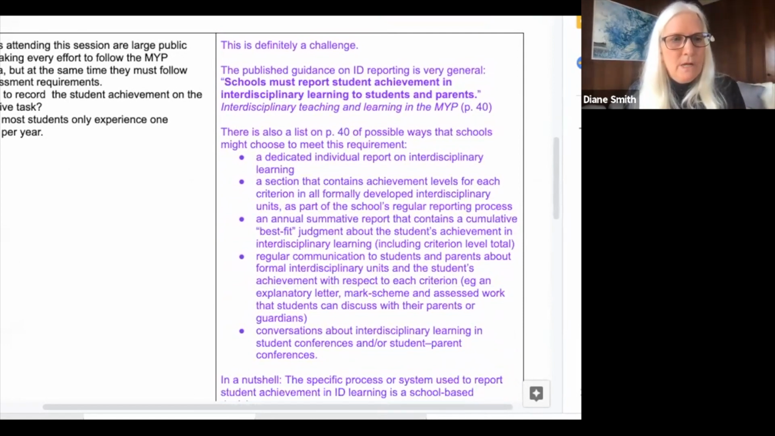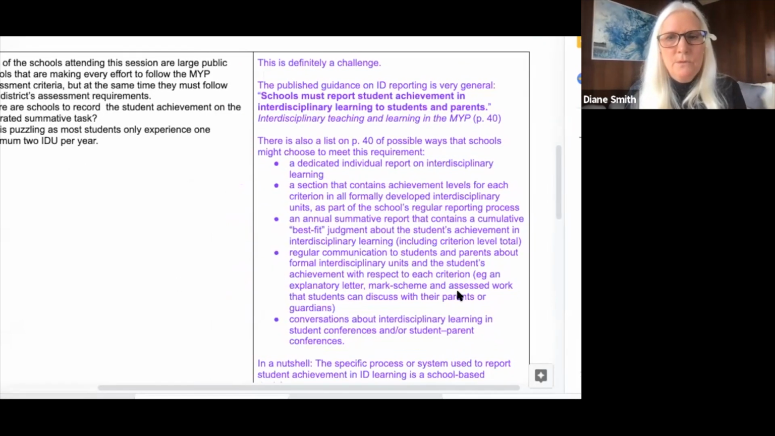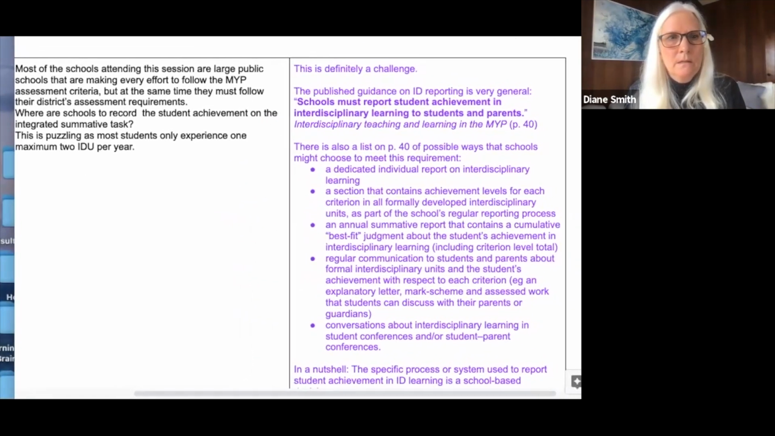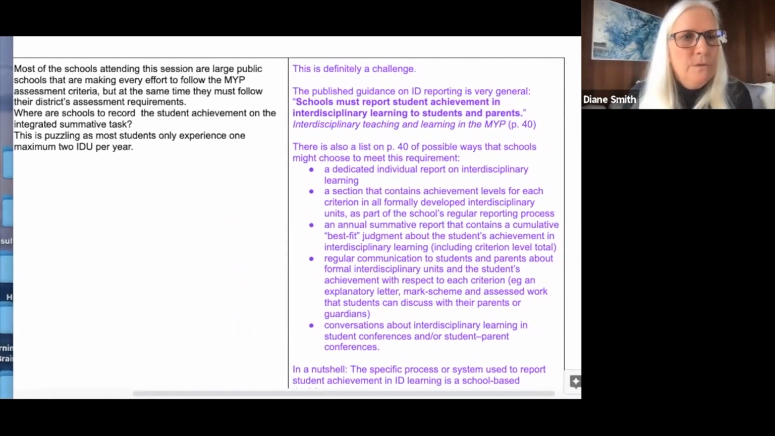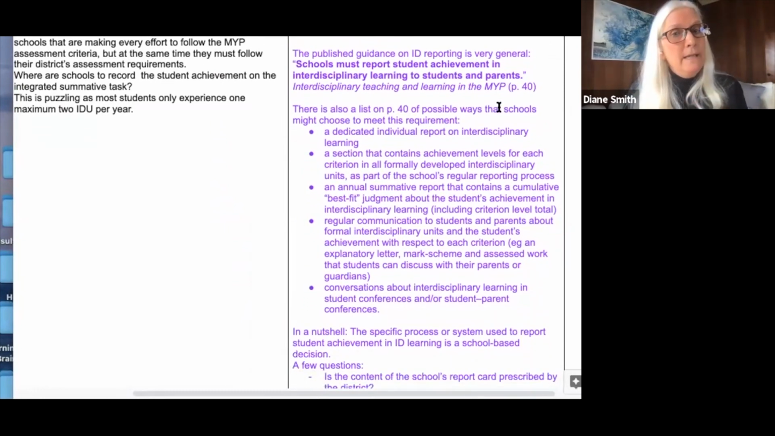The second question was a little, I mean, we face so many challenges, especially in public schools, but the question was, where are schools supposed to record the student achievement in the integrated summative task? Now, there are so few of them in most schools. Where do you do that? All that the published guidance says is very general. It says, in the new guide, that schools must report student achievement in the interdisciplinary learning to students and parents. That's it.